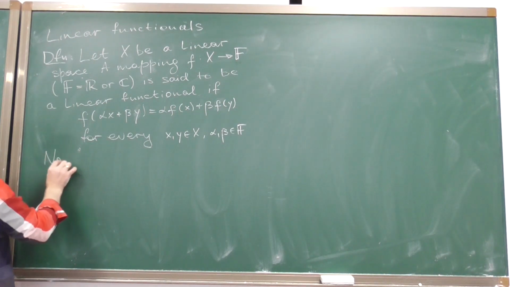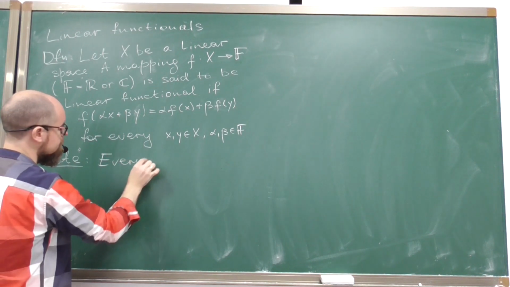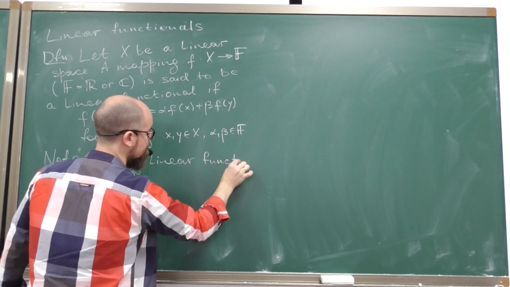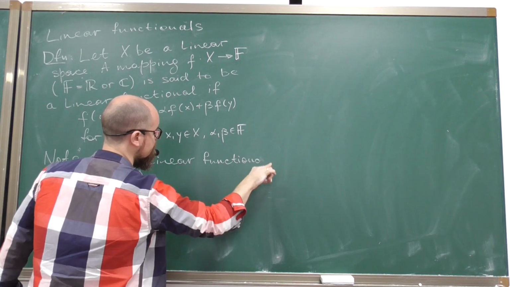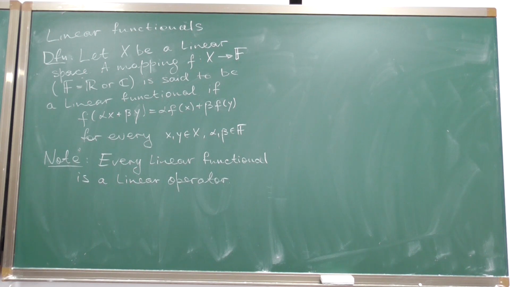So every linear functional is a linear operator. For a linear functional, we can define the notion of boundedness, continuity. As for linear operators, these two notions coincide for linear functionals. And for a bounded linear functional, we can define a norm, and so on. So we can do all the analysis we have done for linear operators, we can repeat it for linear functionals.